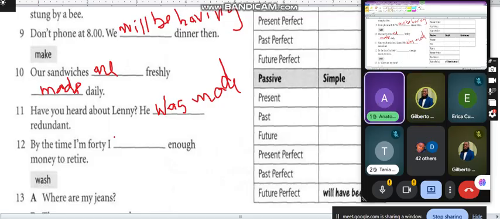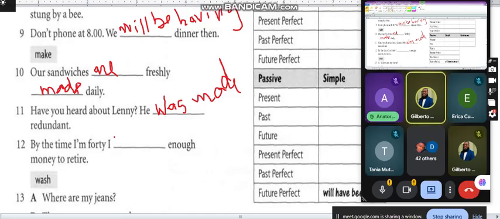Okay, so let's now go to number 13. So number 12 is: I will have made. By the time I'm 40, I will have made enough money to retire. Okay, let's go to number 13.